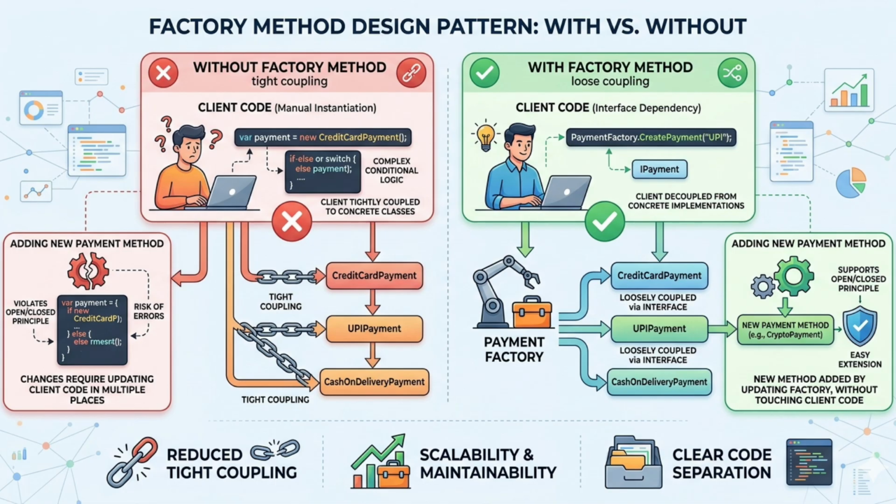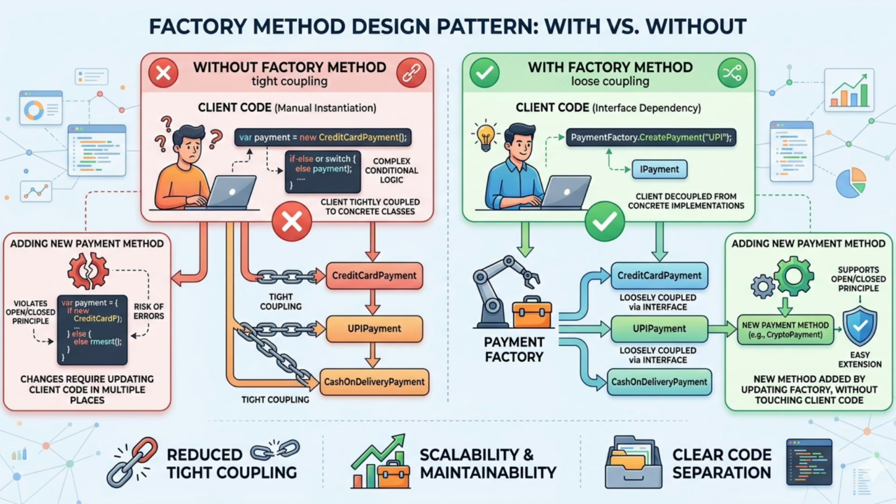The benefits of using the factory method become more evident as the system grows. When a new payment method is introduced, developers only need to update the factory method without touching the client code. This makes the system more scalable and easier to maintain. Additionally, the factory method improves code clarity by separating concerns. The client focuses on using the object, while the factory handles its creation. This leads to cleaner and more organized code.